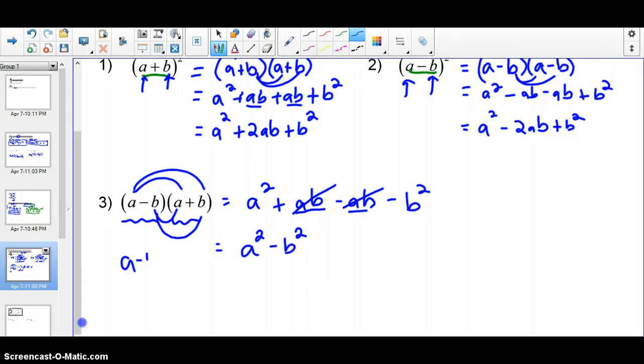So every time you multiply two binomials where these two numbers or variables here are the same, and these two numbers or variables here are the same, and one's a plus, one's a minus, or one's addition, one's subtraction, the pattern is you will always end up with this a squared minus b squared pattern.